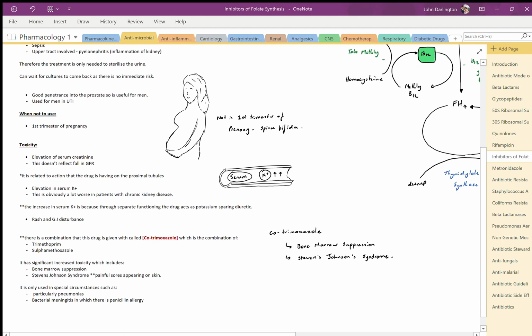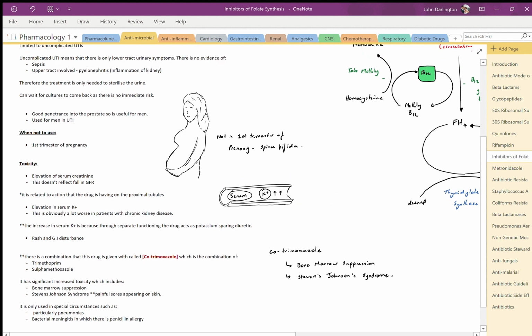Also, if you're ever looking at patient notes or anything like that and they're on this drug, you might see that they have elevated U&Es, so their serum creatinine might be up and their potassium might be up. They don't have kidney failure, it's just that this drug causes some of that.